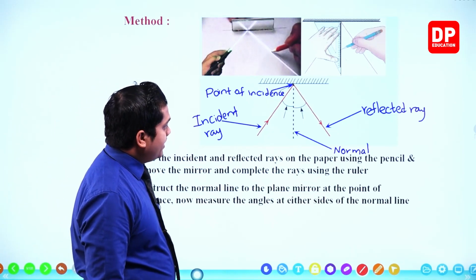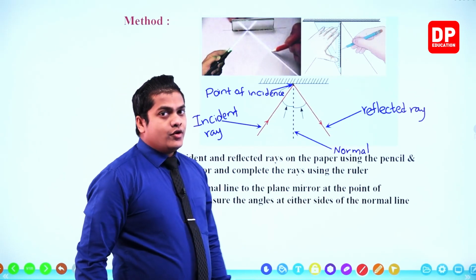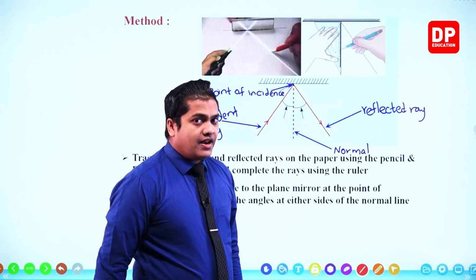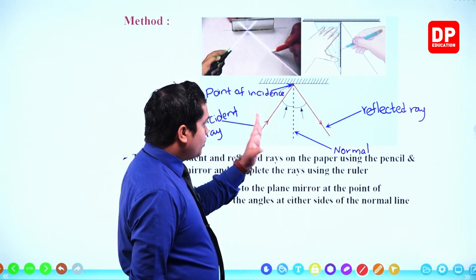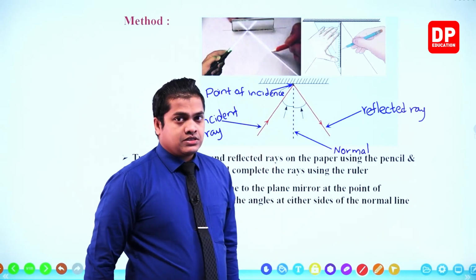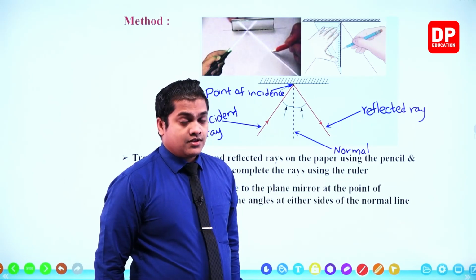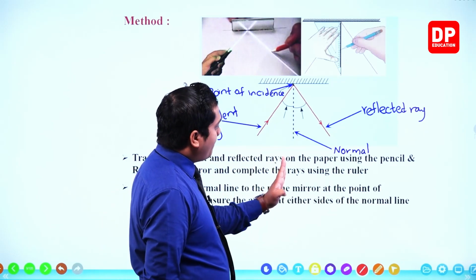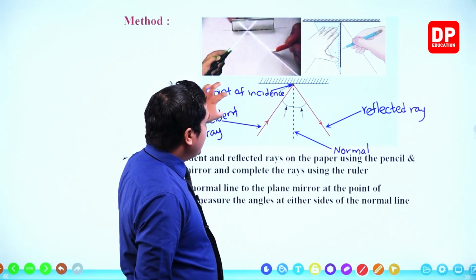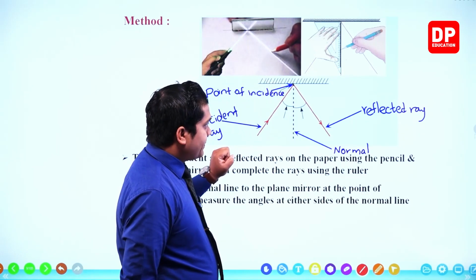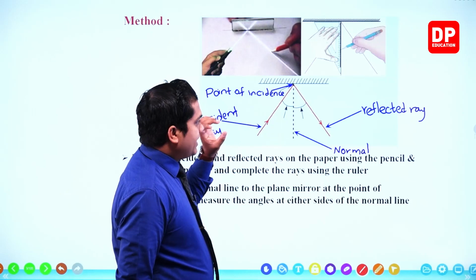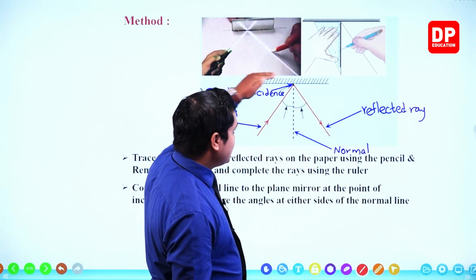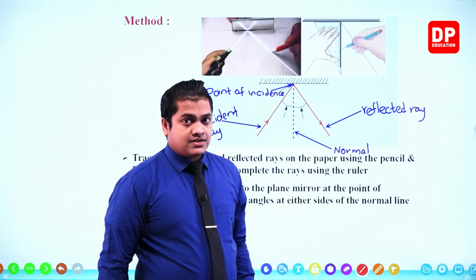Then, my dear children, the normal. Normal is the perpendicular drawn to the mirror surface, or the reflective surface, at the point of incidence, not to any other place. You have to draw a perpendicular line to the point of incidence. It should be perpendicular to the mirror surface.